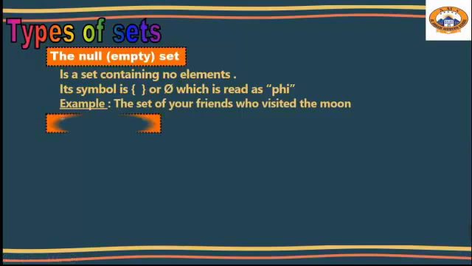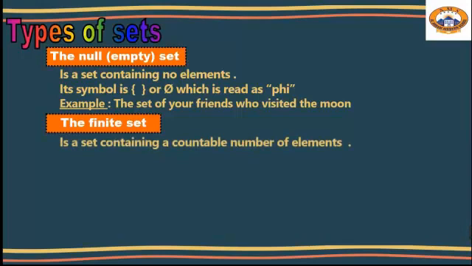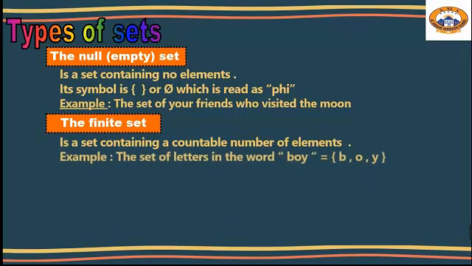The second type is called finite set. What is the meaning of finite set? The set that contains a countable number of elements. So I have 6 elements inside this set, 7 elements, 8 elements, so I know the number of the elements inside this set. Okay, and if I ask you about the letters in the word boy, you will tell me B, O, and Y. So I have 3 elements.